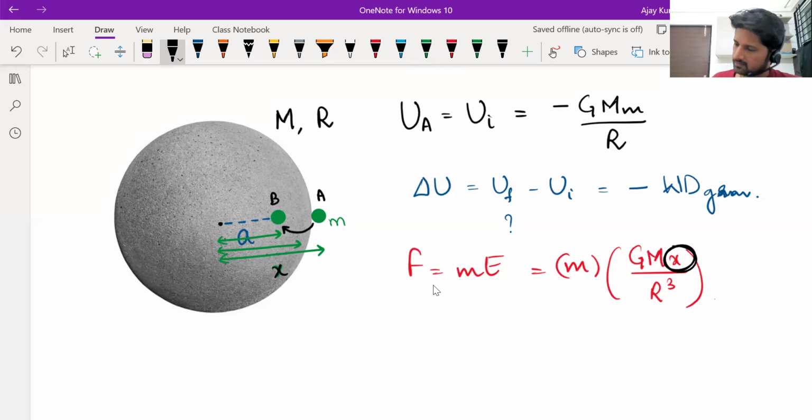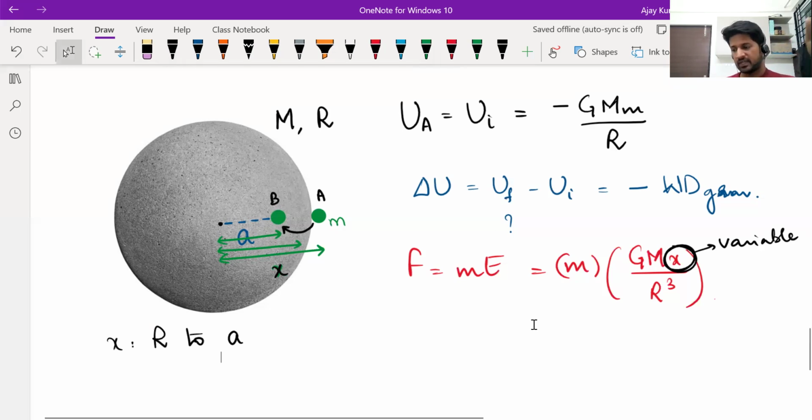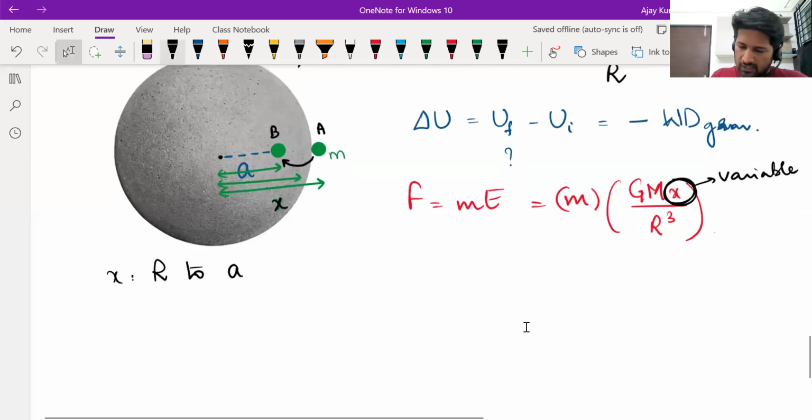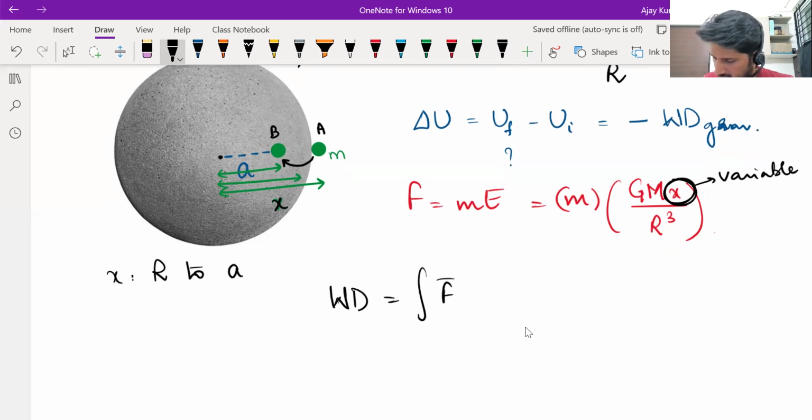So x is a variable now. And what are the limits for x? Initially it is capital R, the radius. Finally, it reduces to small a, the distance where you want the field. So in our integration, x will be varying from the radius to the distance a. We have an expression for force and we know the force is going to be variable. So how do you calculate work done? Integral F dot ds. And listen to this very carefully.